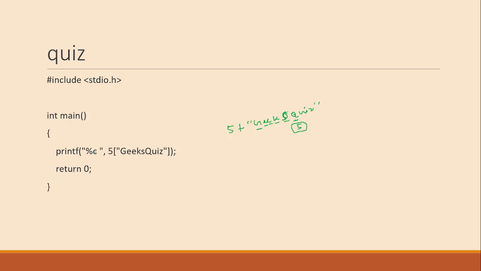Okay, now what do I want to print? I want to print percentage c. Percentage c means it will print only the character. So what is the character at this position? Q is the character, so Q will get printed. So the output is Q in this case.